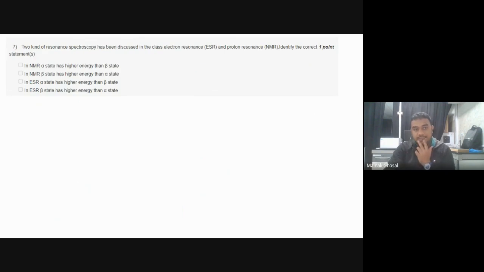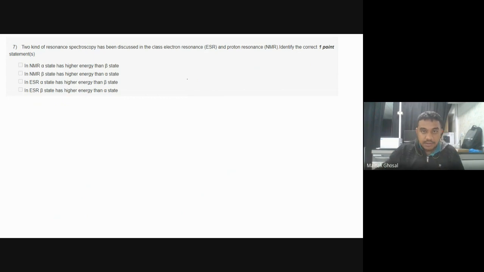So this is the next question. Two kinds of resonance spectroscopy have been discussed in the class. One is electron spin resonance spectroscopy. Another is proton resonance spectroscopy, which is also known as NMR. So you have to identify the correct statement. In NMR, the alpha state has higher energy than the beta state. In NMR, the beta state has higher energy than the alpha state. In ESR, the alpha state has higher energy than the beta state, and also in ESR, the beta state has higher energy than the alpha state.